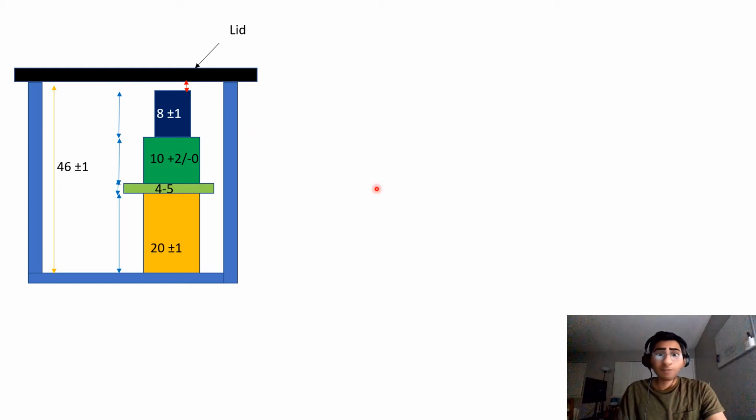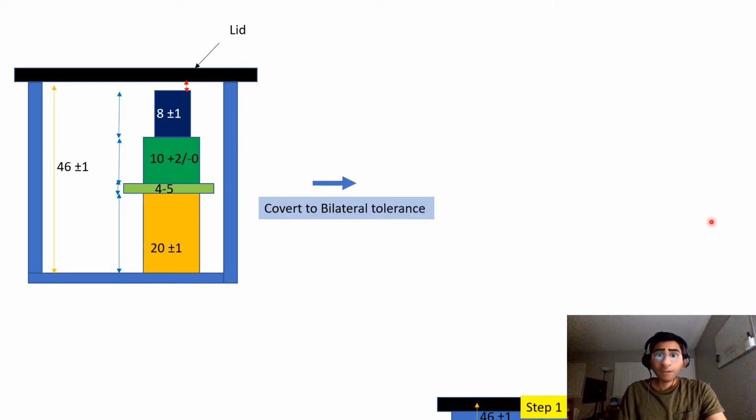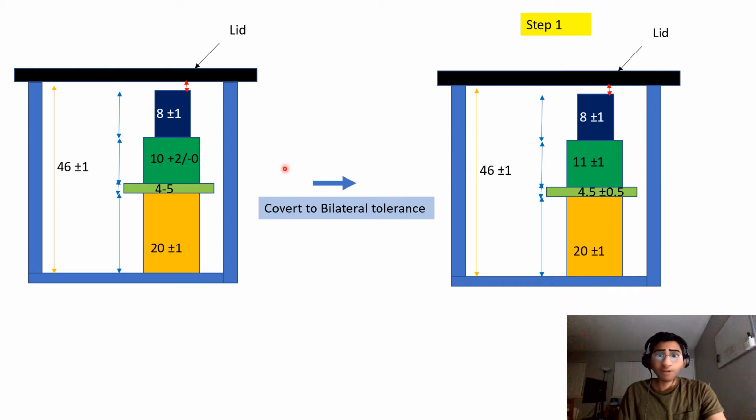So before starting any stack up analysis, the first thing we need to do is convert all these unilateral or range tolerances into bilateral tolerance. Converting it is very straightforward. So 20 remains 20. The range is 4 to 5. What's the midpoint of 4 to 5? It's 4.5, and the tolerance is 5 minus 4, that's 1, divided by 2, that's 0.5.